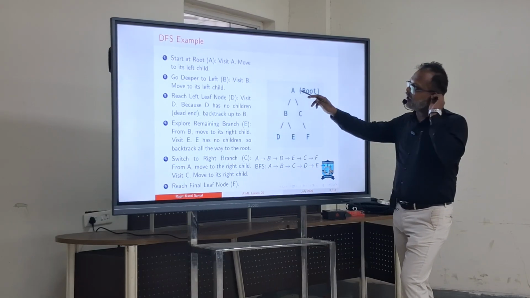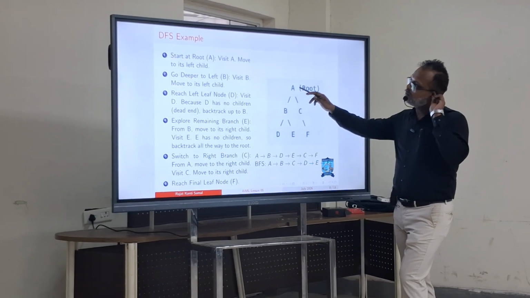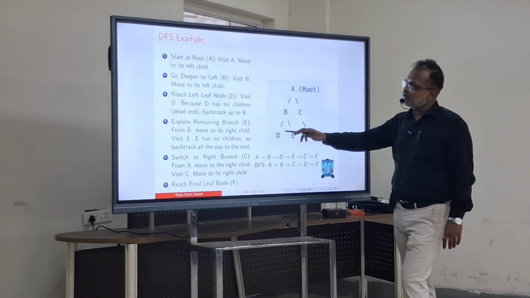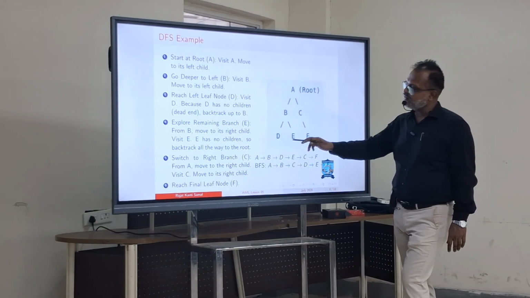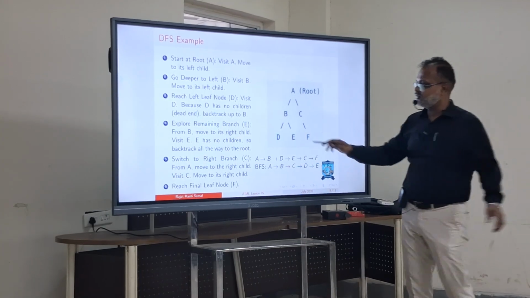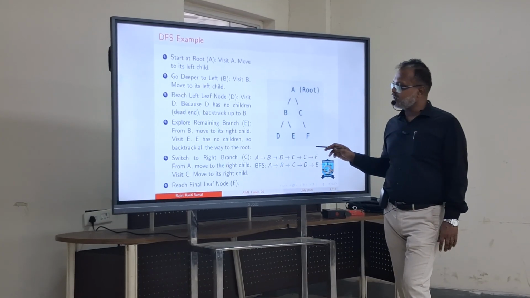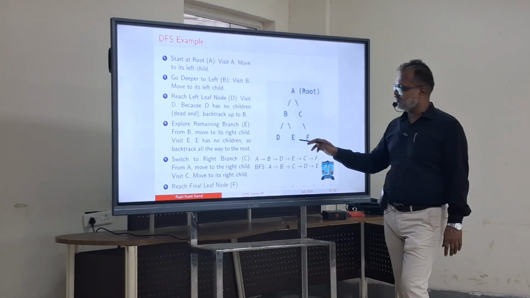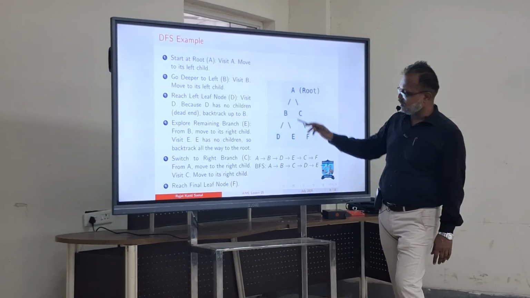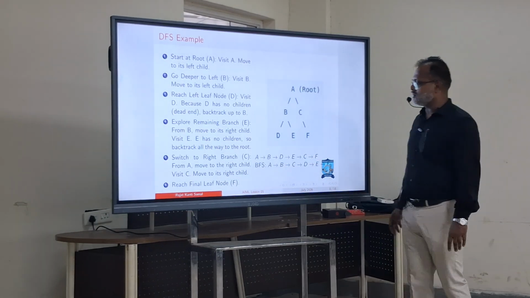So start at A, visit A. Move to its left child, which is B. Move to the left side, leaf node D. These are leaf nodes. Leaf nodes mean the ones where the branch ends. Okay. Explore the remaining branch from B. You pop it. Then you come here. So like that.